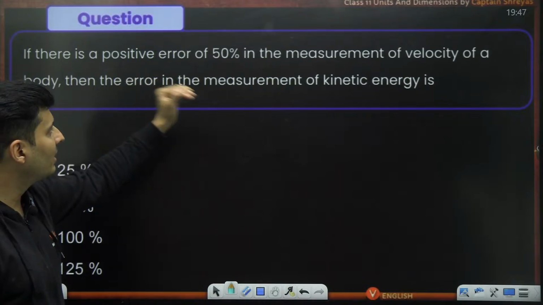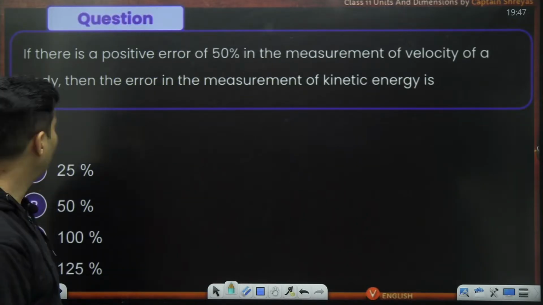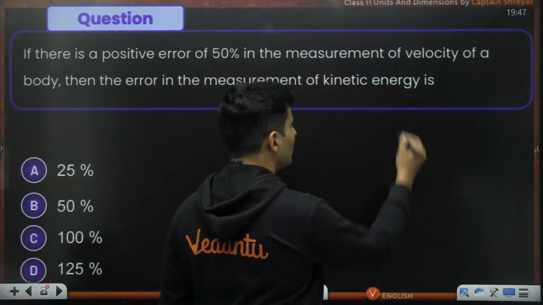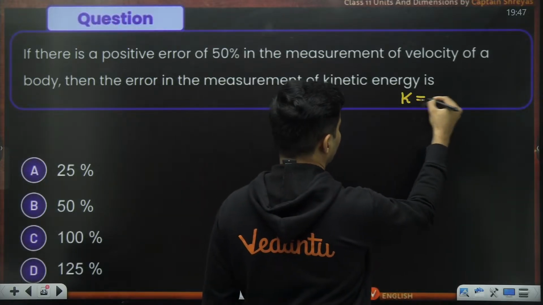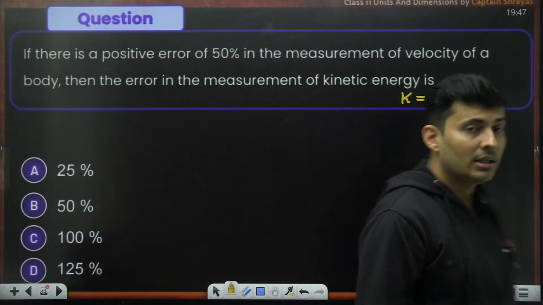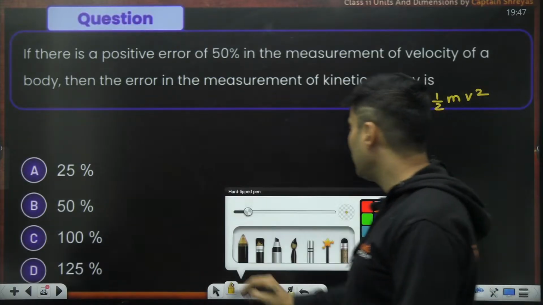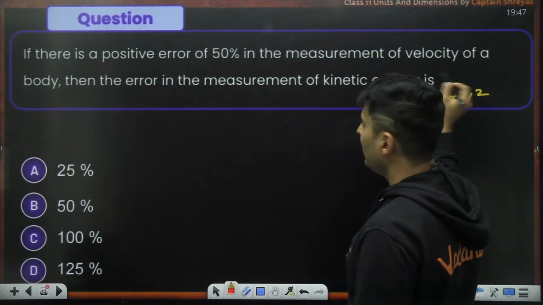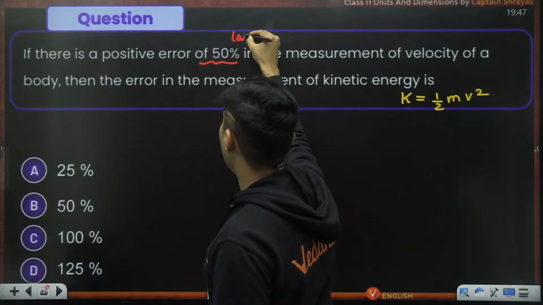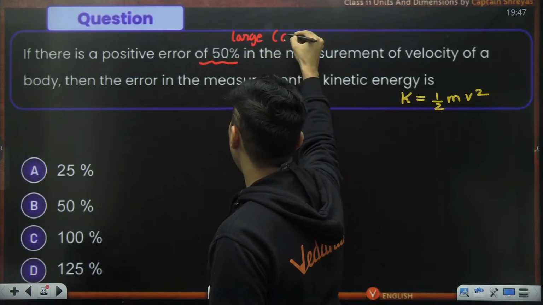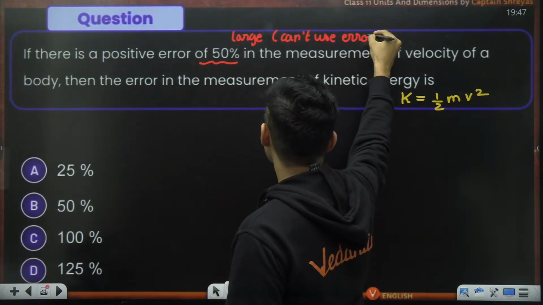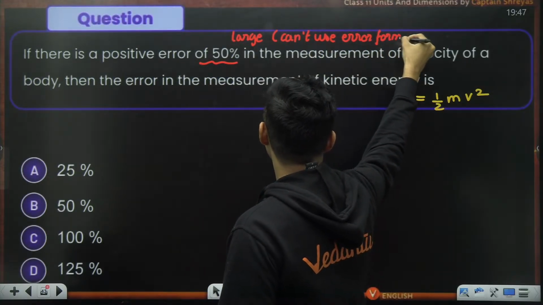There is a positive error of 50% in the measurement of velocity of a body. The error in the measurement of kinetic energy, whose formula is half mv square, now this is the place where you can't use the formula. Can you see why? Because there is an error of 50% which is large. So can't use the error formula.